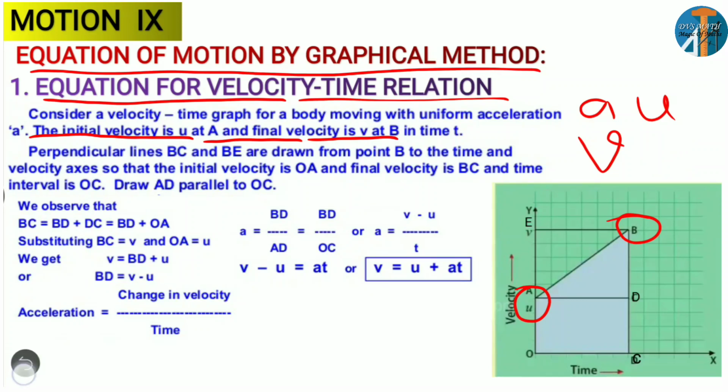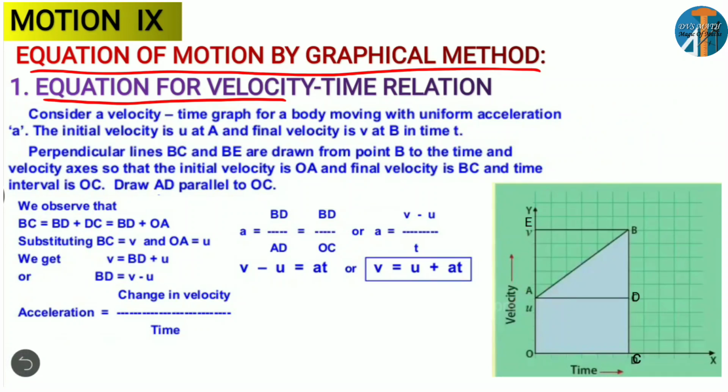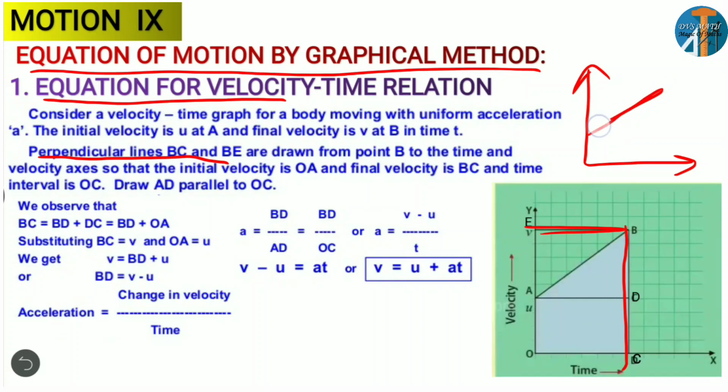Then here we have to take some construction. What is that construction? Perpendicular lines: BC is one perpendicular line, and BE is another perpendicular line. Observe, if we consider a graph, we are plotting a straight line. This is point A, this is point B. From this we have to draw one perpendicular BC and another perpendicular BE, like this. A is initial velocity, B is final velocity.